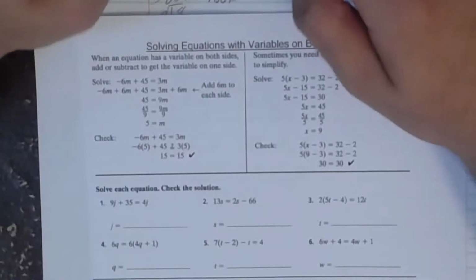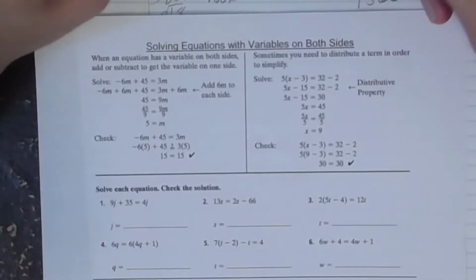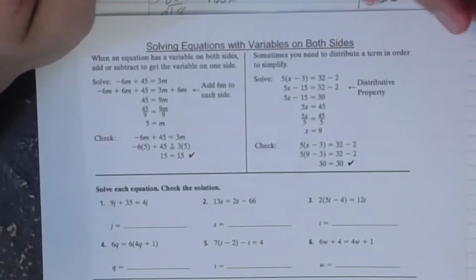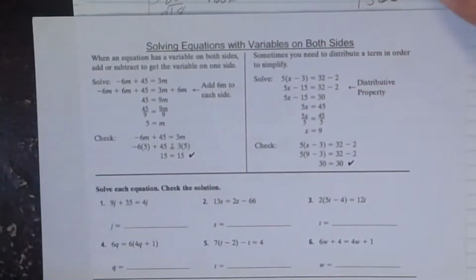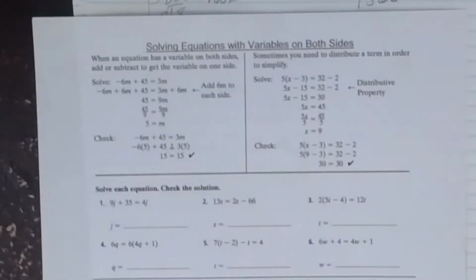Okay, today we're doing solving equations with variables on both sides. It's not going to be a problem. It just means that the variables are on both sides of the equation, not just on one side. We still have to solve just like we normally do. It just looks a little bit different.